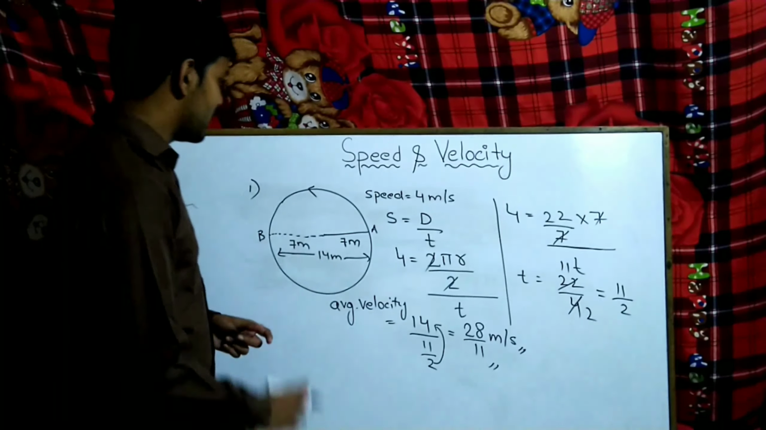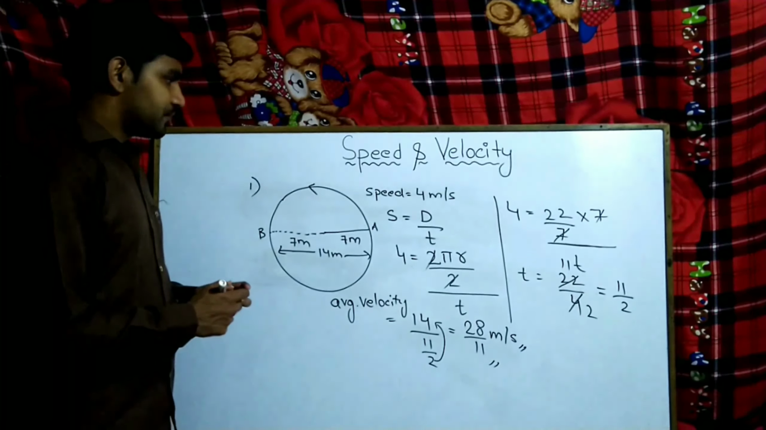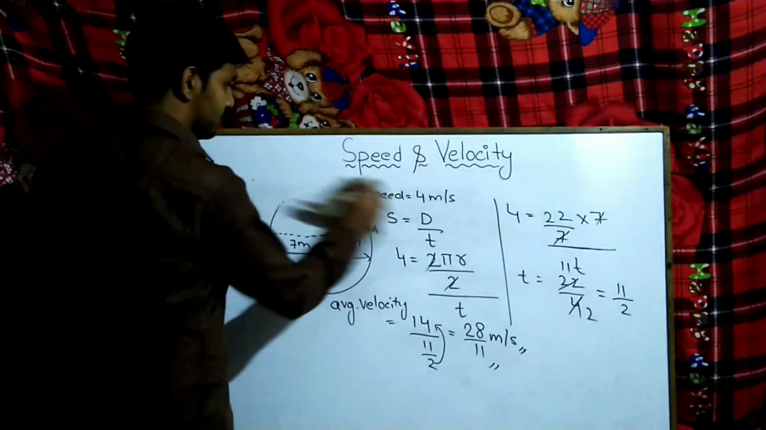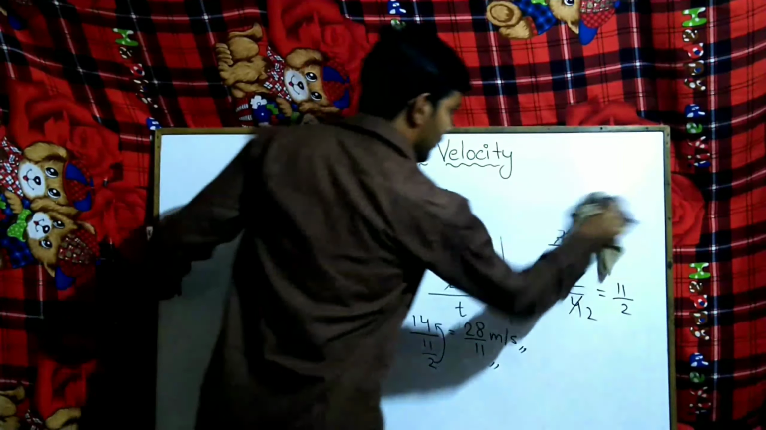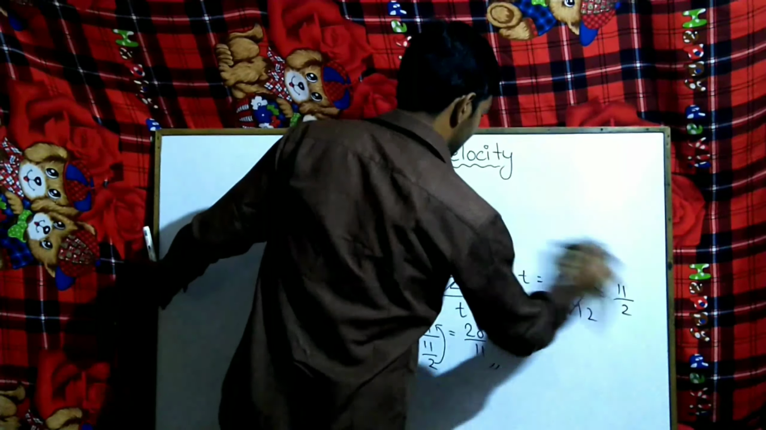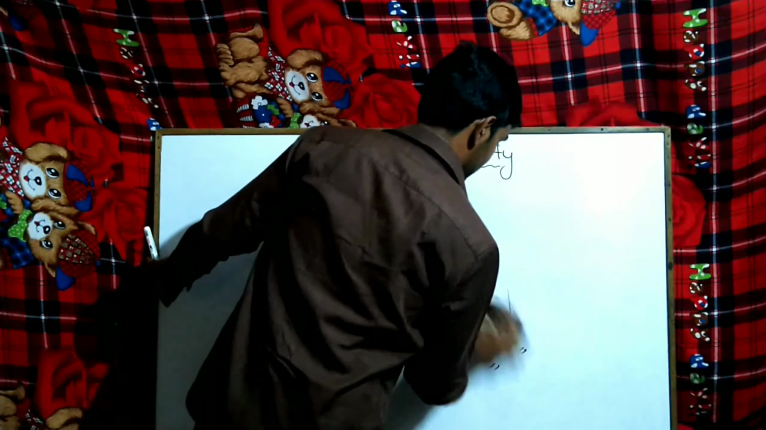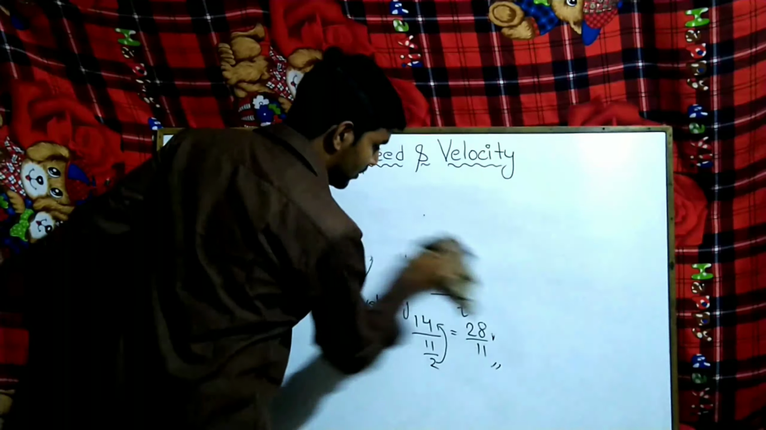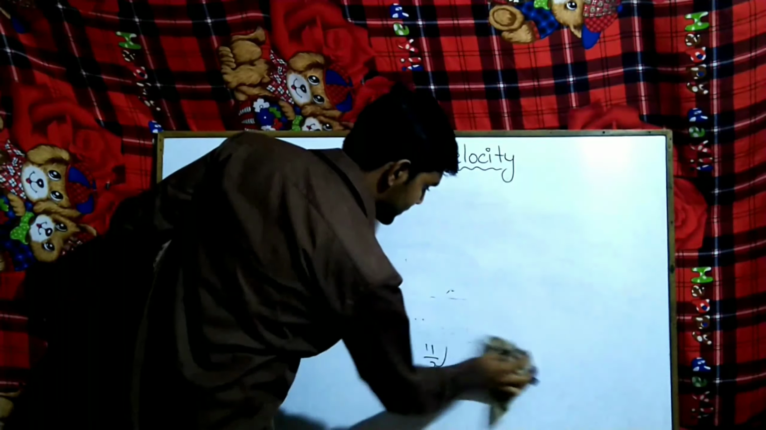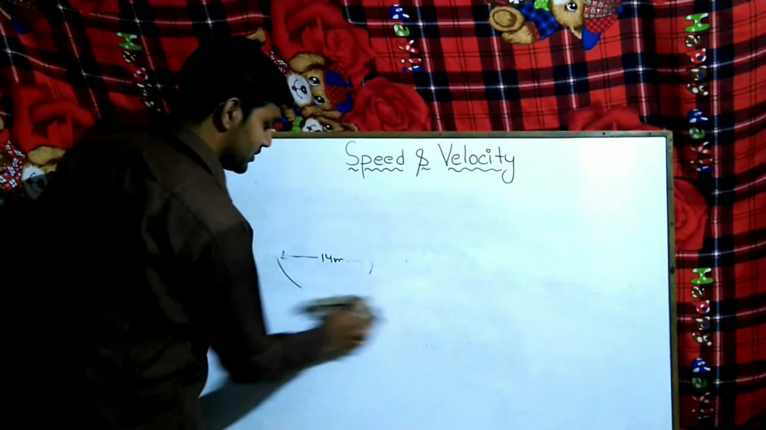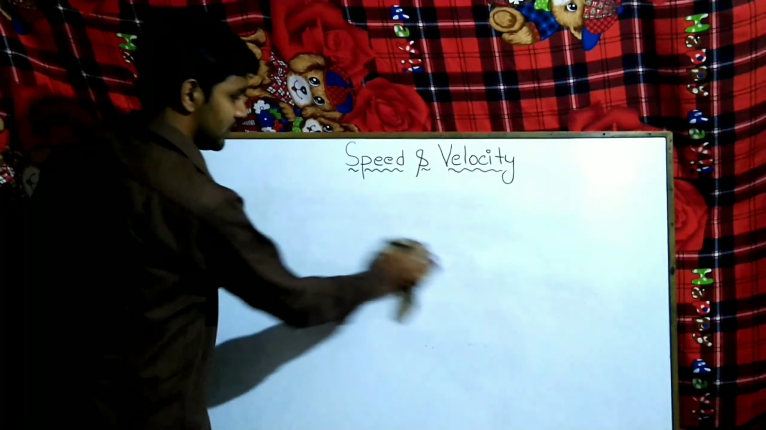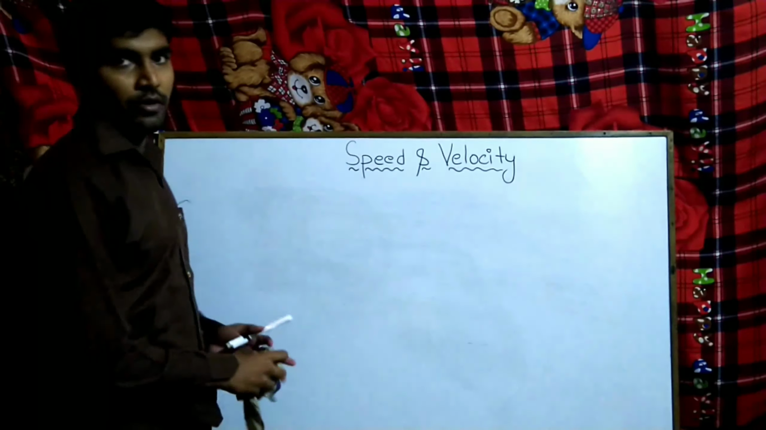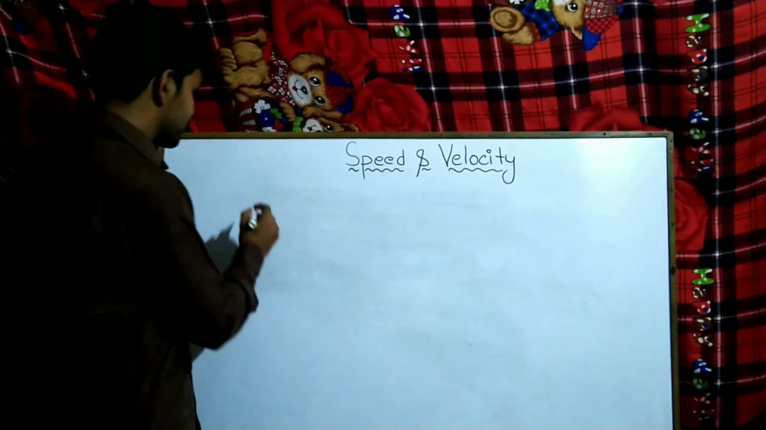So you get 28 by 11 meter per second. Now let's start with the second problem. If you know the concept, then it is easy for you. You just apply the conditions which were given in previous videos. Those conditions only you have to apply in all these questions.